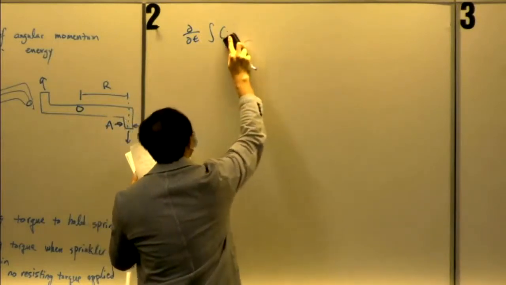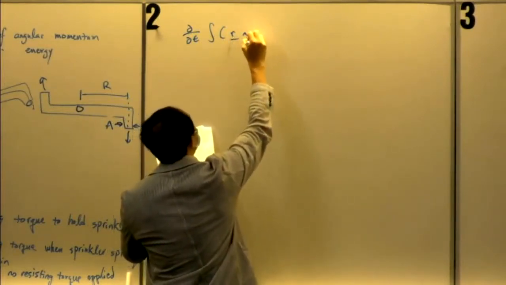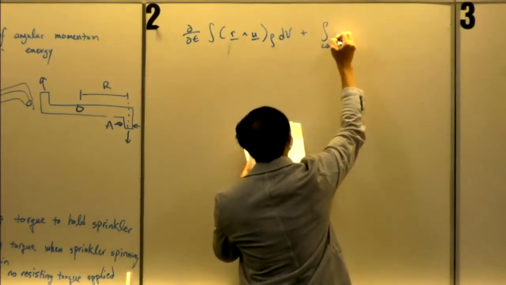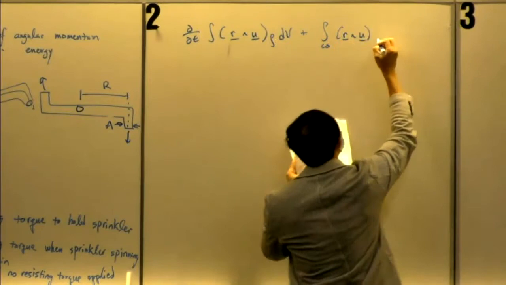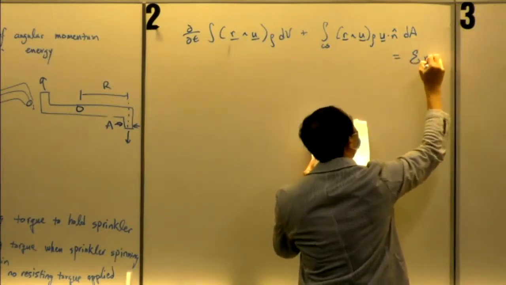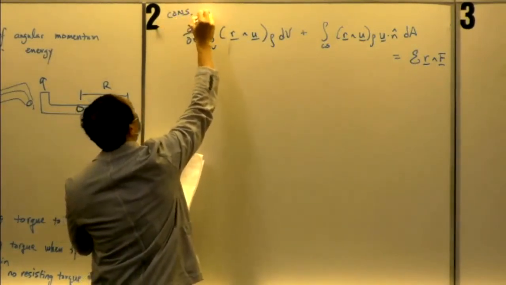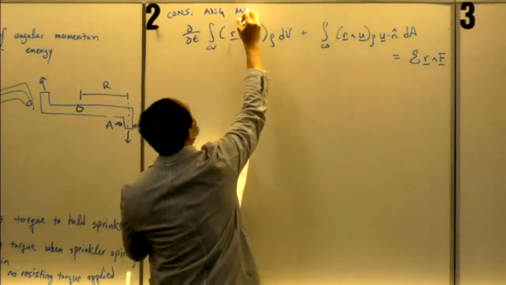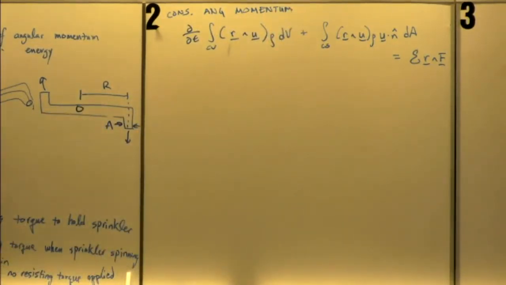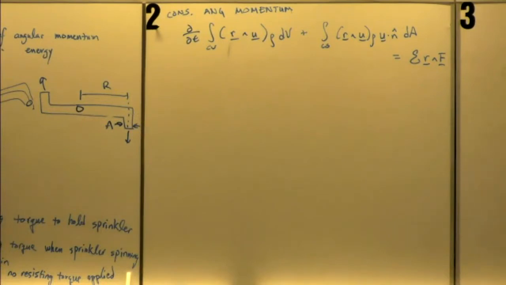Let's make this a little neater. So this is going to be r underlined, r cross u, rho dV, plus r cross u. Okay. Are those cross products? Yes, they are. They're little carets. They're cross products. Yeah, that's how I do them.